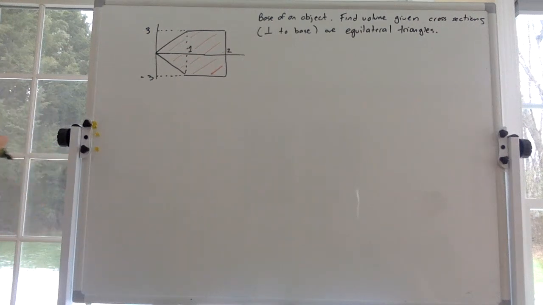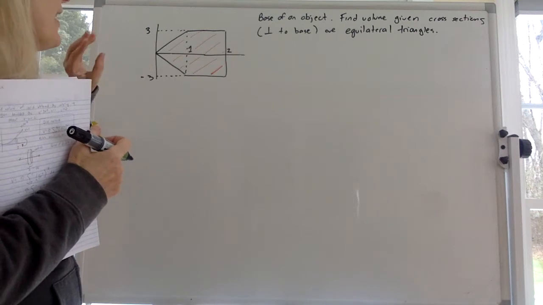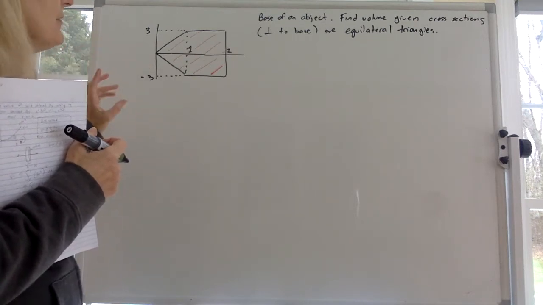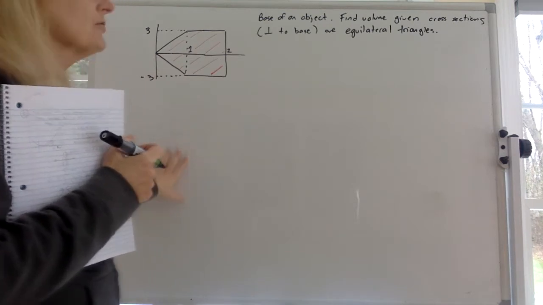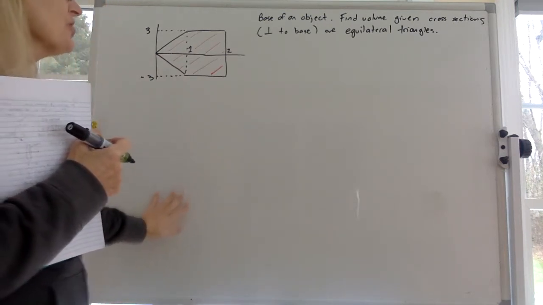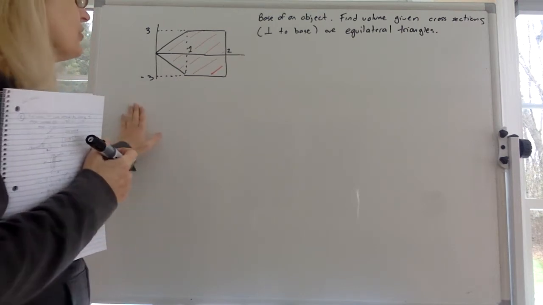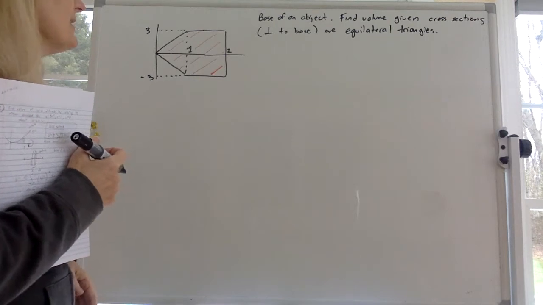Okay, this problem shows the base of an object, and they want us to find the volume of this object given that cross sections perpendicular to the base are equilateral triangles. I've already done a couple of videos where the cross sections were squares and semicircles. This time they're equilateral triangles. So what does that mean?